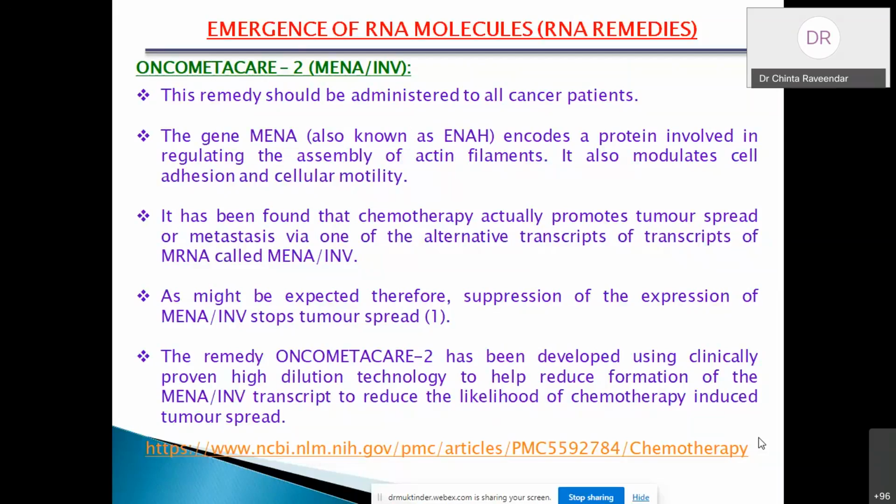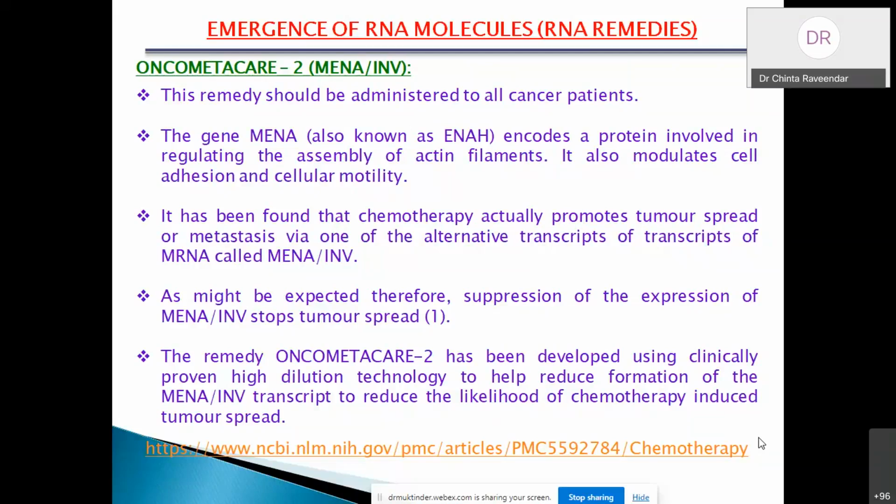Another one of the big nightmares for the modern medical oncologist is this particular thing. So this is how we can address it with our homeopathic RNA. As might be expected, suppression of the expression of this particular gene stops the tumor spread. See, they have identified one particular gene. If it is overexpressed, there is a fast spread of cancer. If you pacify it, if you just slow down that process, the metastasis can be slowed down.